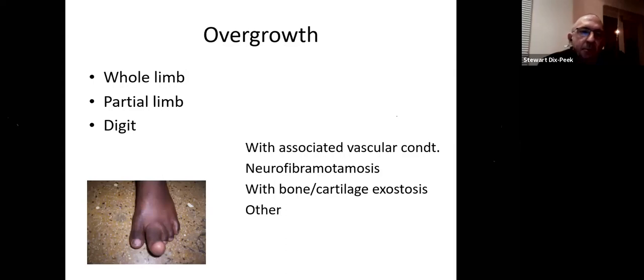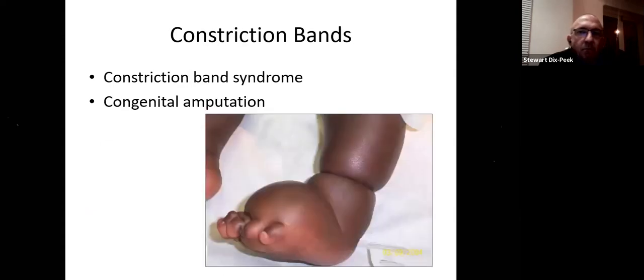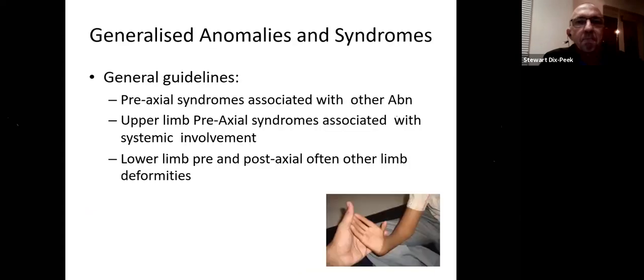Proteus, well done. Okay, so Proteus, classically overgrowth over single digits or hemihypertrophy and other weird manifestations. Proteus often looks syndromic, funny faces, weird stuff happening. Okay, undergrowth, your brachysyndactyles and brachydactyles. Constriction bands, this is one that I remind you guys that you always forget. And then there's going to be the mixed group after that. The generalized anomalies and syndromes.